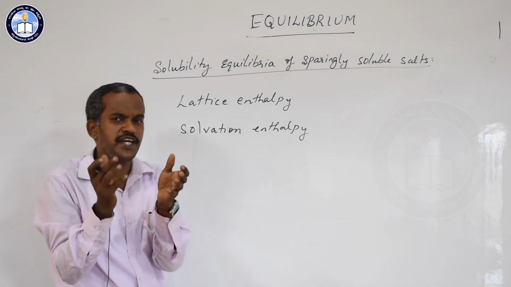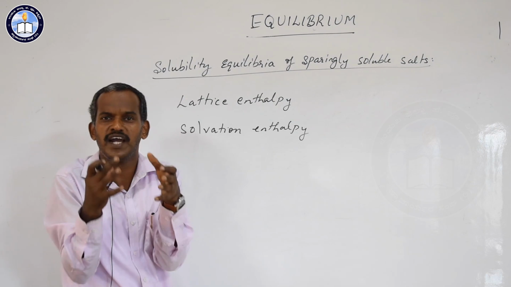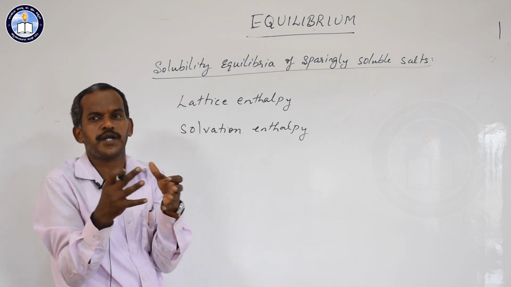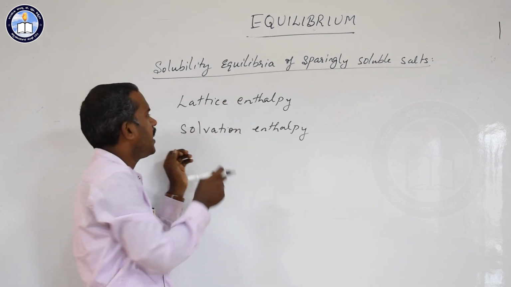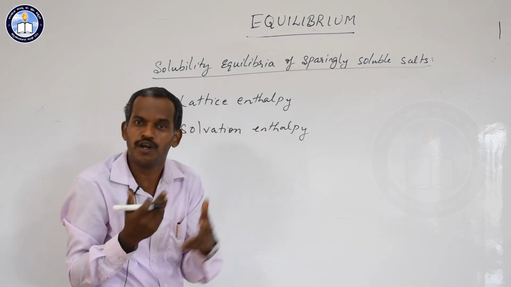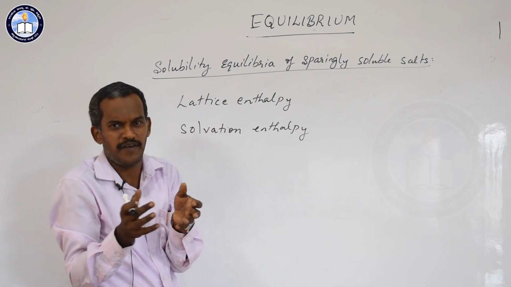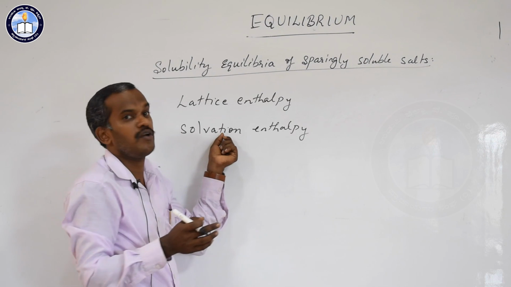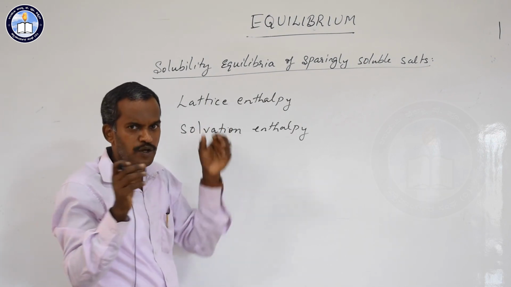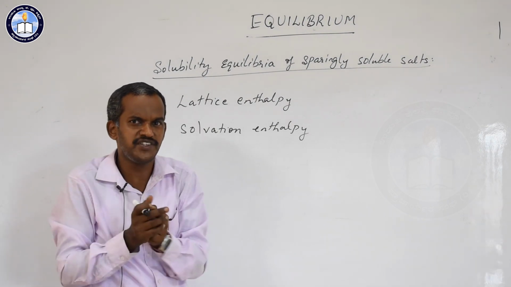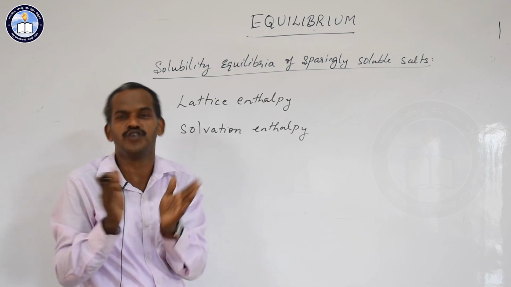In the case of a salt, the ions are closely packed. They are closely held, and between them there is a force of attraction, which we usually call lattice enthalpy. And depending on the nature of the solvent, how the ions will be surrounded by the molecules of the solvent, that is solvation enthalpy. So lattice enthalpy depends on the nature of force between the ions in a solid. Solvation enthalpy depends on the nature of the solvent.